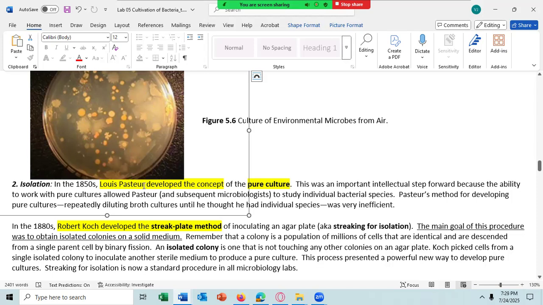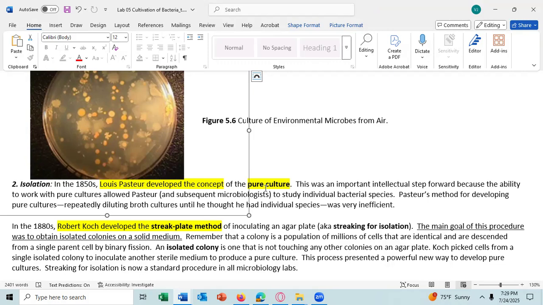Louis Pasteur developed the concept of working with a pure culture. It was a very difficult way of getting a pure culture, and he used limiting dilution of a liquid culture, and he made many different dilutions and then replica plated it. And if ever he got one tube out of 10 tubes that had growth in it and 9 tubes had no growth in it, he correctly concluded that the one tube had a pure culture in it.